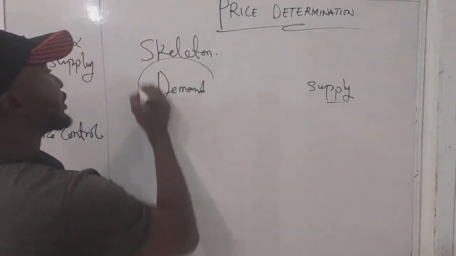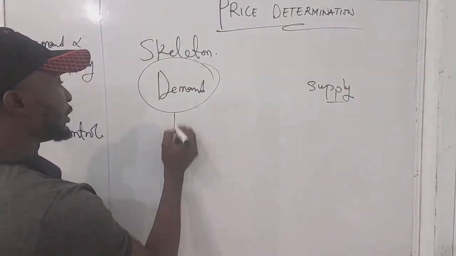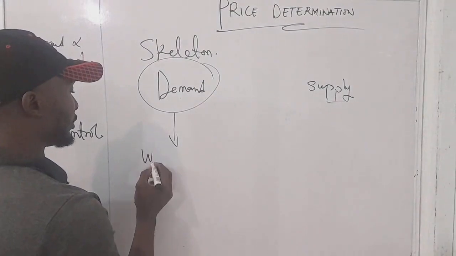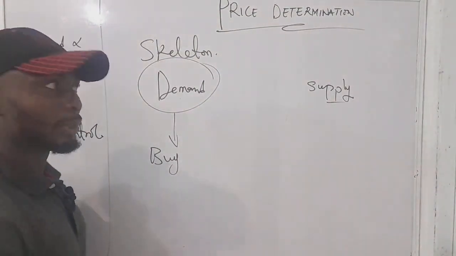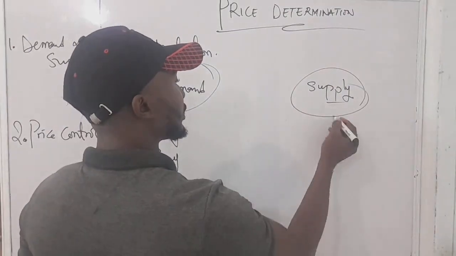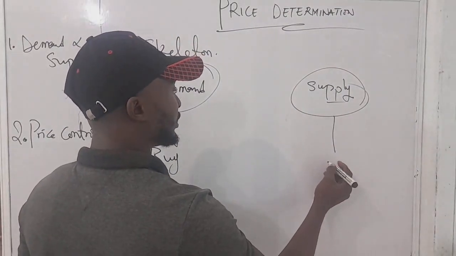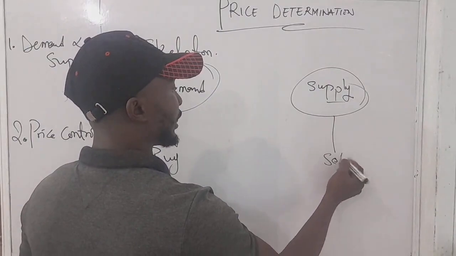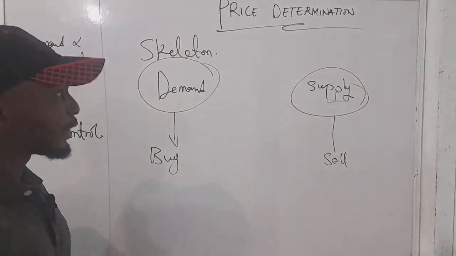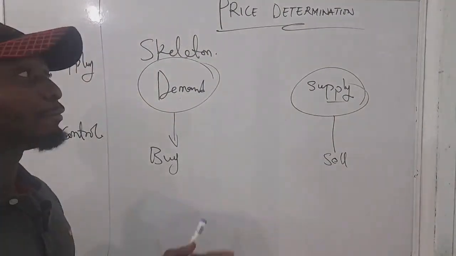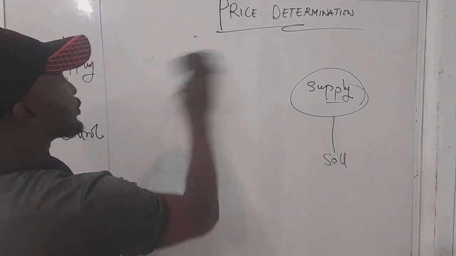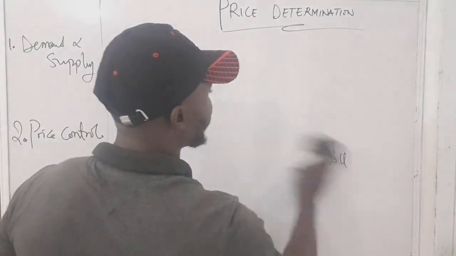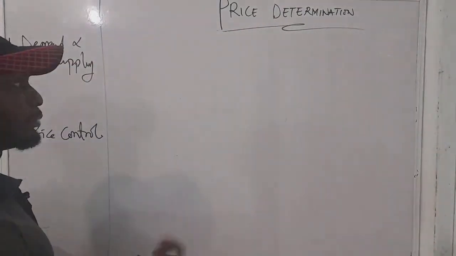Okay, so the demand has to do with what people are buying. So what people are buying is what we call the demand, and then what businesses are selling is what we call the supply. Okay, so we are going to find these two components in every market. Before now, we must have seen something called the demand curve.